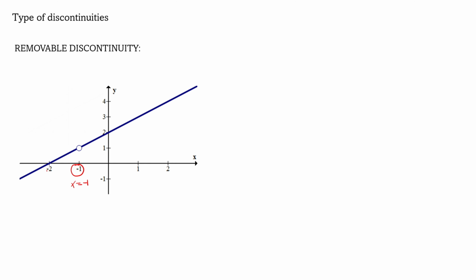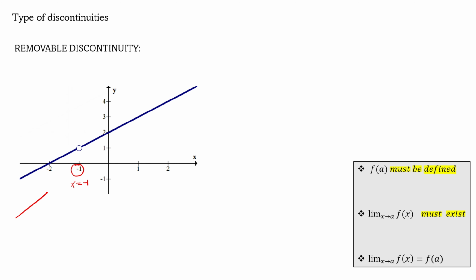I told you that a continuous function is just solid. It's just a straight line. It doesn't have holes. It doesn't have breaks. It doesn't have cuts and jumps and whatnot. So here you can see that at x equals -1, there's a discontinuity. If we look at our conditions, what is the value of f at -1? It is not defined.